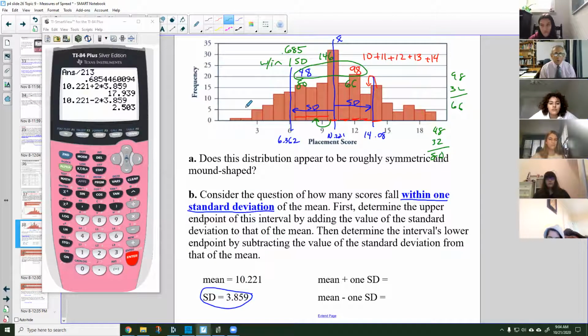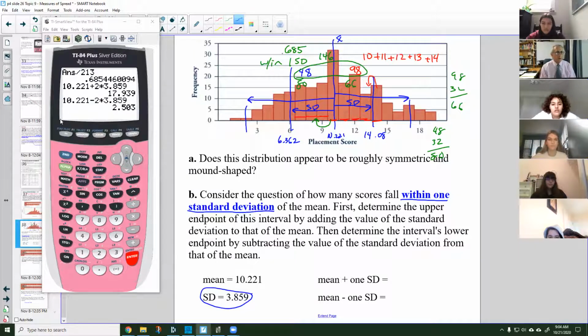If I go back to my diagram here, 2.5 would be somewhere right about there, and 17.9 would be somewhere right about there. So this distance here is within 2 standard deviations of the mean. Is this making sense graphically? Are you understanding what we're talking about here? I'm seeing mostly yeses. Okay.